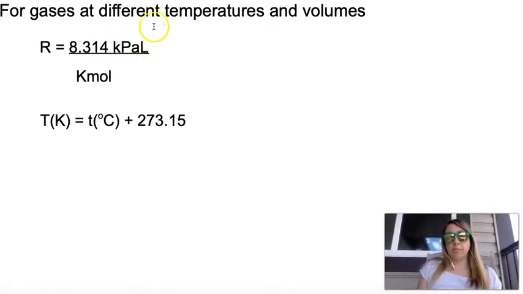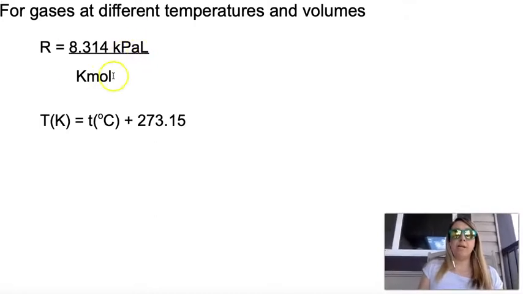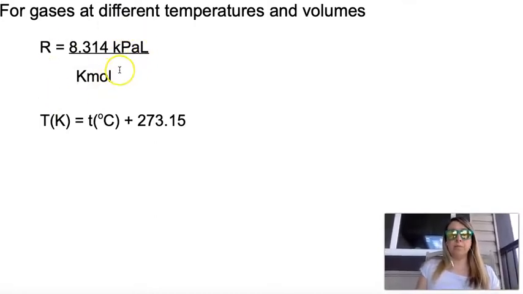One of them is the gas constant R. We're again going to talk more about this when we get into the gas unit. But R is a constant, kind of just like when you were in grade 10 and we talked about how gravity is always 9.81 meters per second squared. Now we have R as its own constant. R is 8.314 kilopascals liters per Kelvin mole.